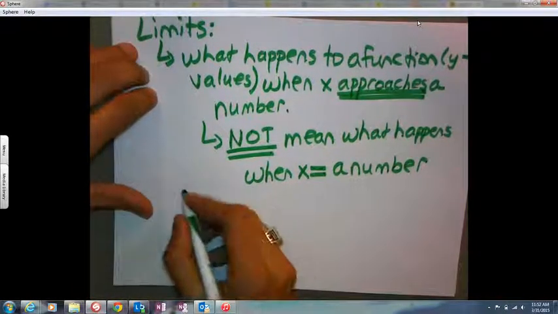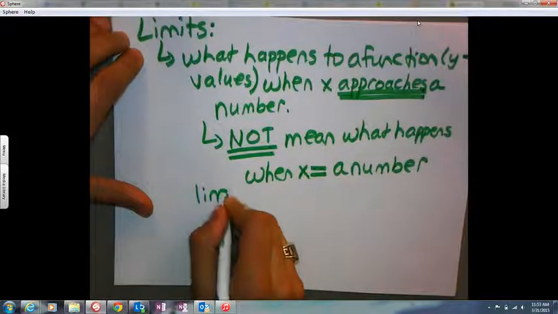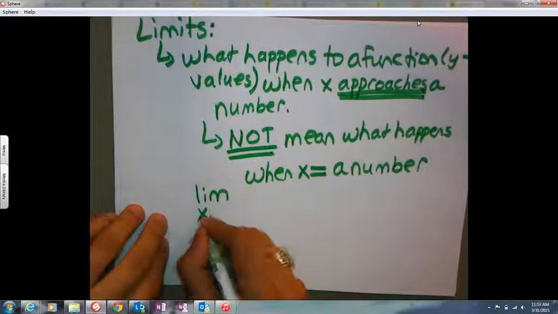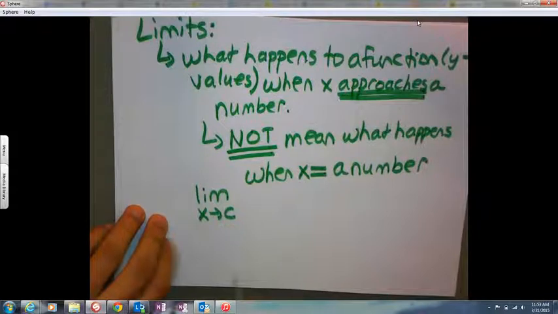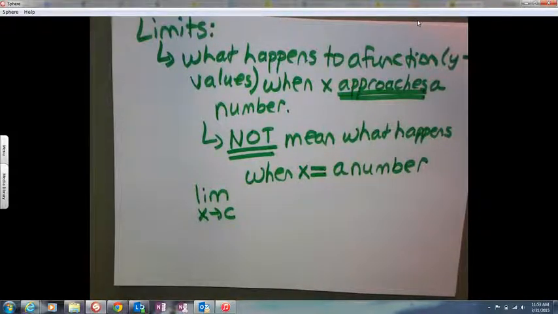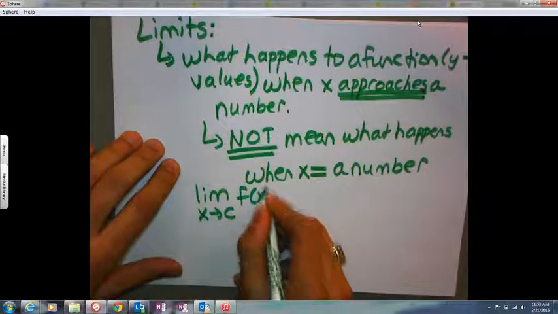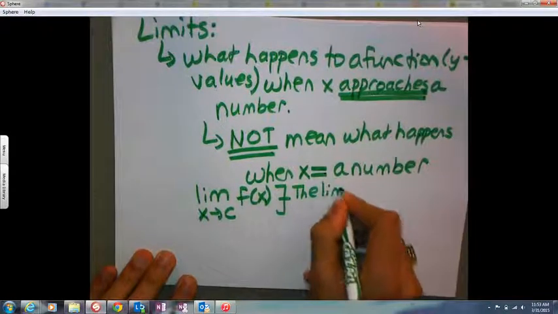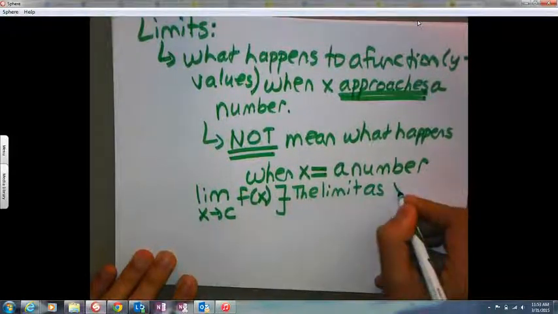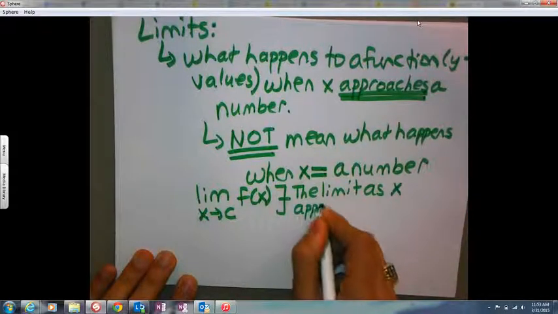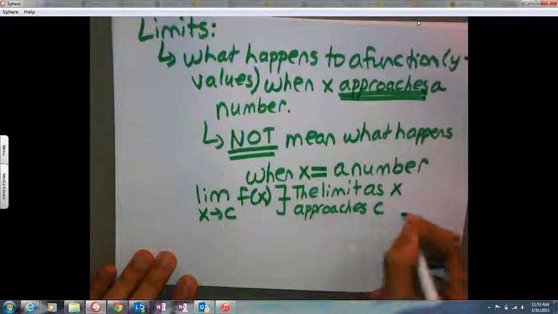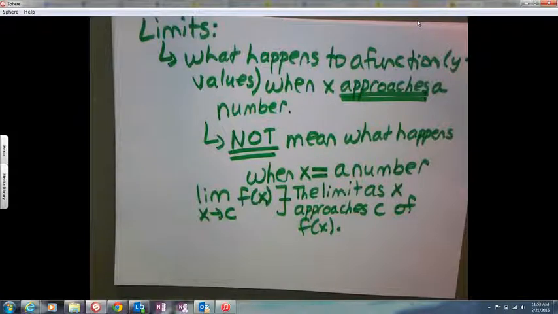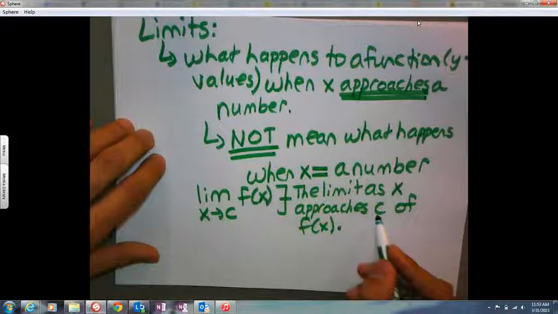Now, the notation for a limit is the following. We say limit, we abbreviate it, as x approaches a number c, where c is just a number, 3, 5, 10, of this function f of x. So in words, this means the limit as x approaches c of f of x. So the limit as x gets really close to this number of f of x.